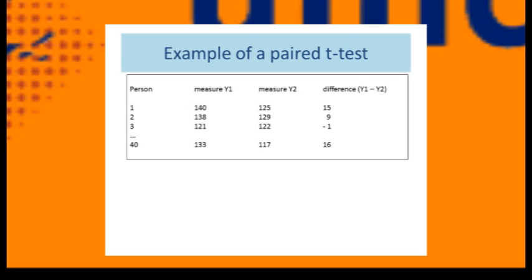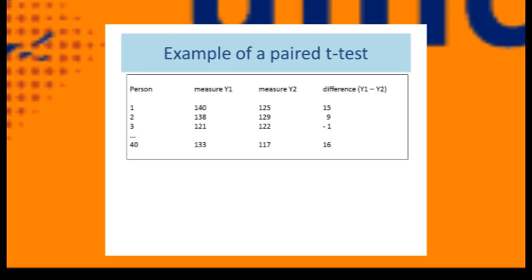We will start with an example of a simple study concerning systolic blood pressures. In 40 individuals, the blood pressures have been measured twice, before and after an intervention. Also, the differences between the first and second observations have been calculated. For example, the first individual had a systolic blood pressure of 140 mm mercury on the first measurement and 125 on the second. So the difference between the two measures equals 15.